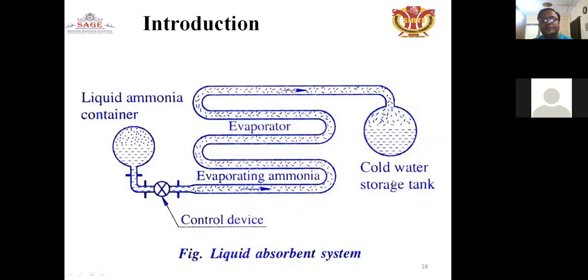The cold water storage tank is here, and after that, the ammonia from the liquid ammonia container is passing through this control device into the evaporator, where the ammonia will be evaporated. Ammonia will be evaporated into vapor form and it will be collected to make a strong solution.